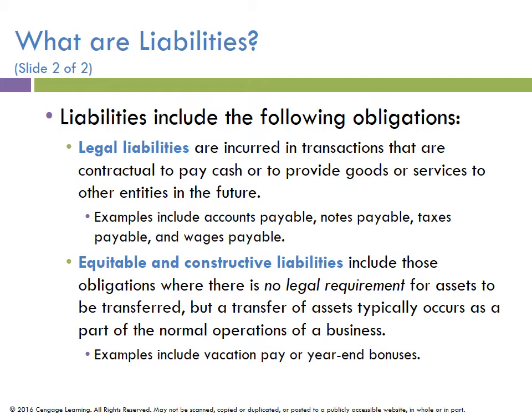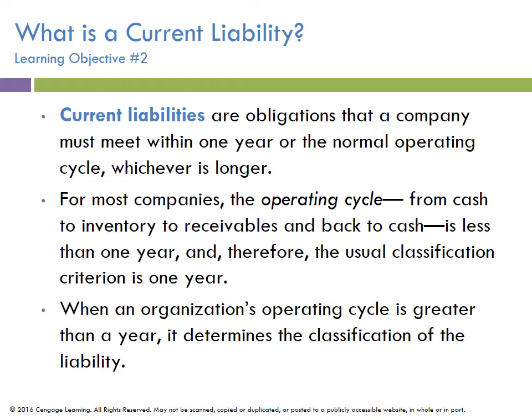Liabilities include legal liabilities. They are incurred in transactions that are contractual to pay cash or to provide goods or services to other entities in the future. So examples: accounts payable, notes payable, taxes payable, and wages payable. Equitable and constructive liabilities include those obligations where there is no legal requirement for assets to be transferred, but a transfer of assets typically occurs as a part of normal operations of a business. Vacation pay or year-end bonuses are some examples. So those are what liabilities are and the different types.